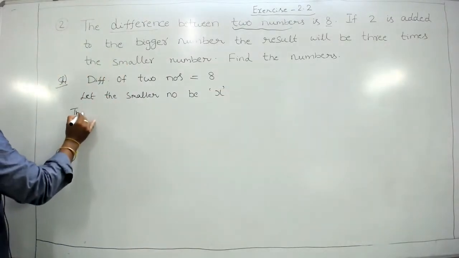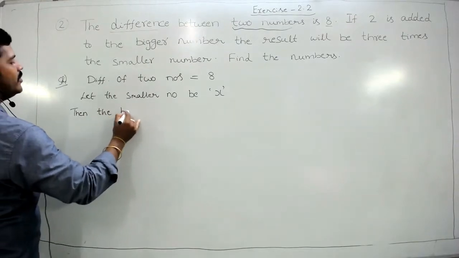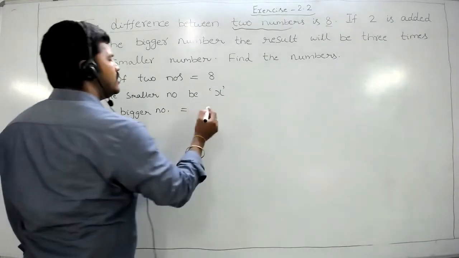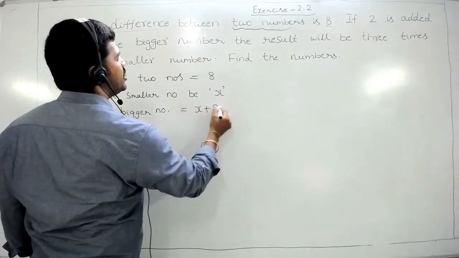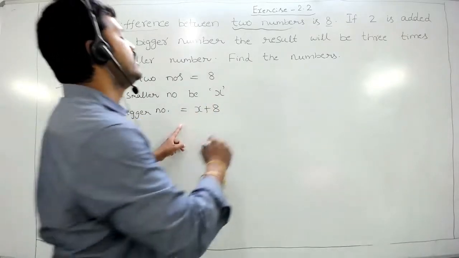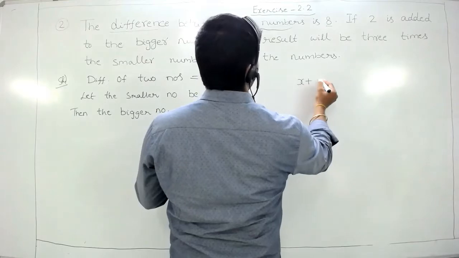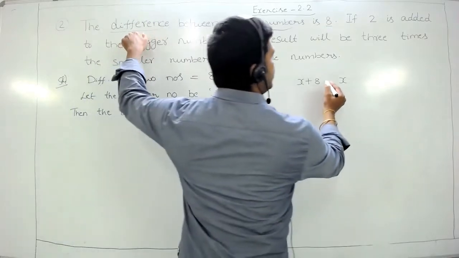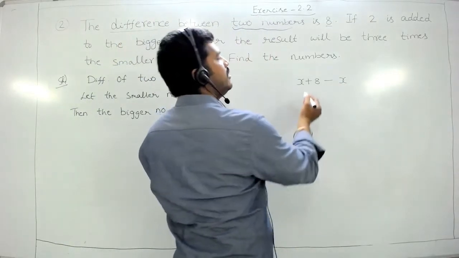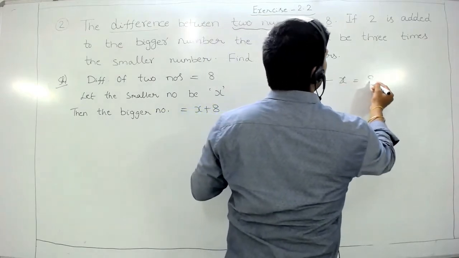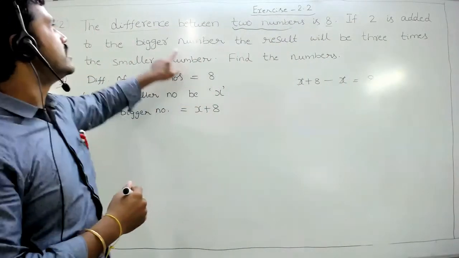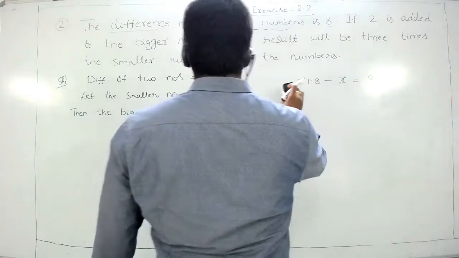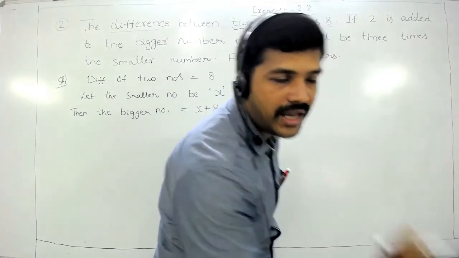Then what will be the bigger number? The bigger number is x plus 8. How? Let us see. The bigger number is x plus 8, the smaller number is x, and the difference means subtraction. So plus x minus x gets cancelled, and we are left with 8. So the difference of the two numbers is 8, and I have taken the bigger number as x plus 8.